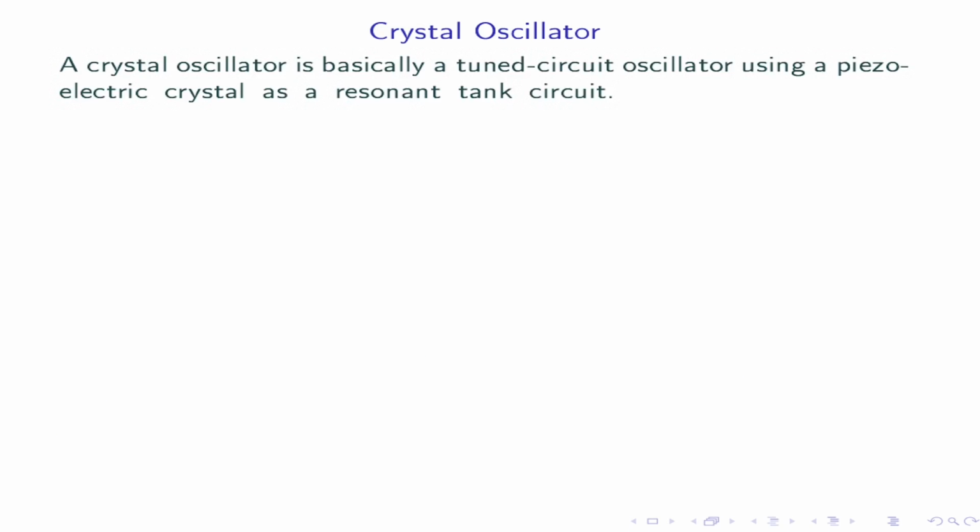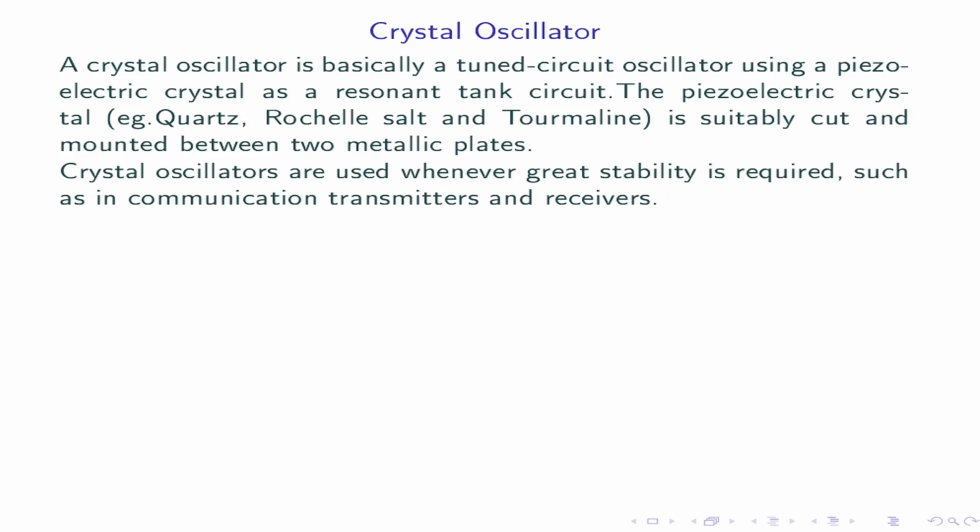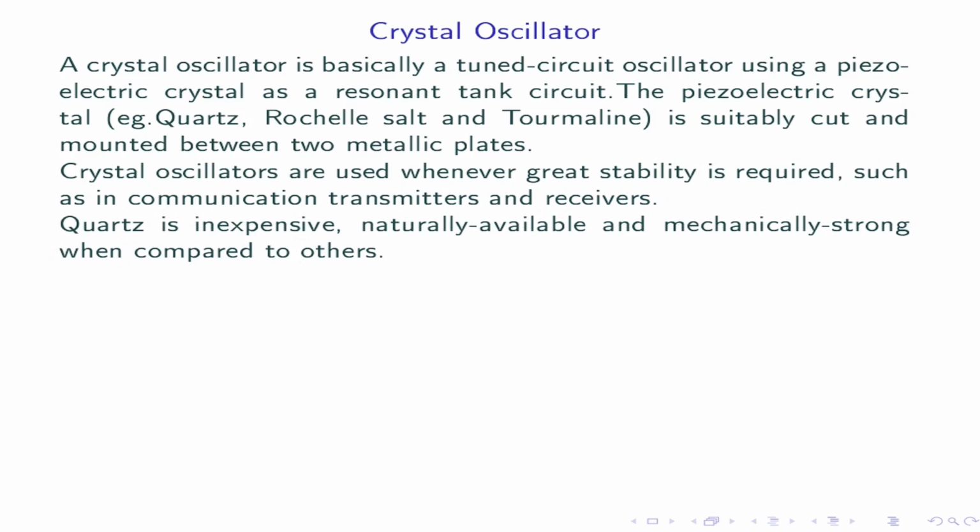Crystal oscillator. A crystal oscillator is basically a tuned circuit oscillator using a piezoelectric crystal as the resonant tank circuit. The piezoelectric crystals, for example quartz, tourmaline, Rochelle salt, are suitably cut and mounted between 2 metallic plates. Crystal oscillators are used whenever great stability is required, such as in communication transmitters and receivers. Normally quartz is used because it is inexpensive, naturally available and mechanically strong when compared with the other crystals.